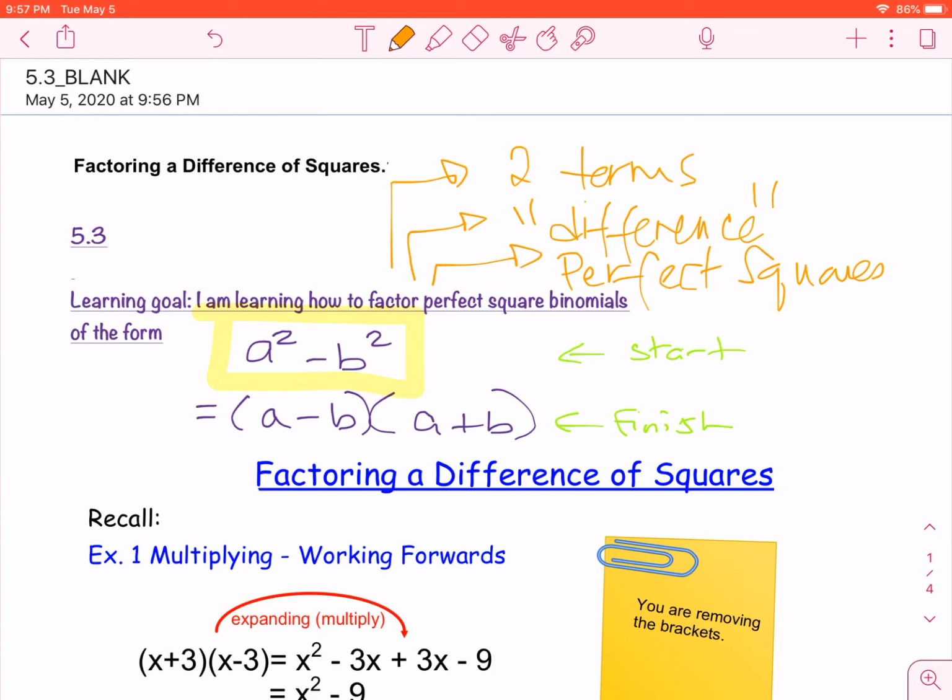So you might ask, what's a perfect square term? Perfect square terms are values that could be either letters or variables, or they can also be numerical values that can be squared, and as a reverse can also be square rooted.